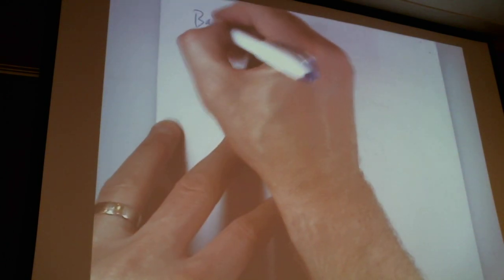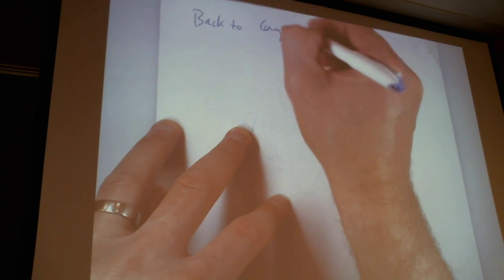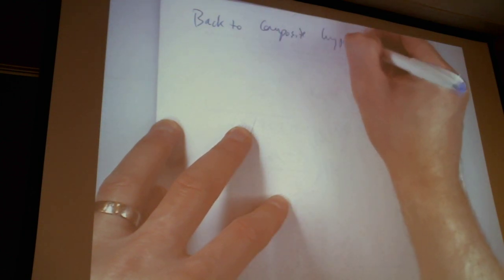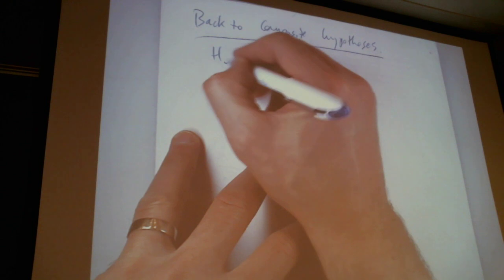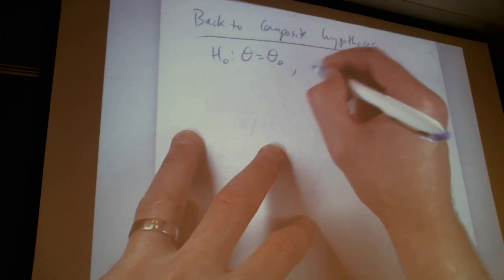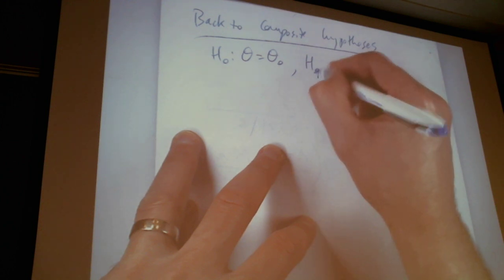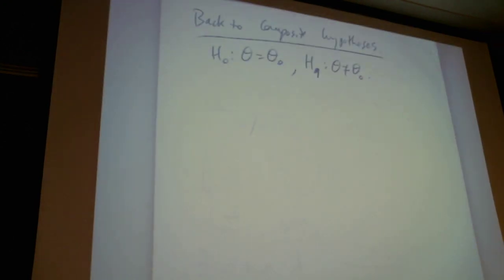So let's get back to composite hypotheses. With simple hypotheses, we know kind of what to do, but simple hypotheses aren't very natural. Much more natural is something like H0 is that the parameter is equal to something, and then H1, the alternative hypothesis, is that the parameter is not equal to that thing. All right, something like this.